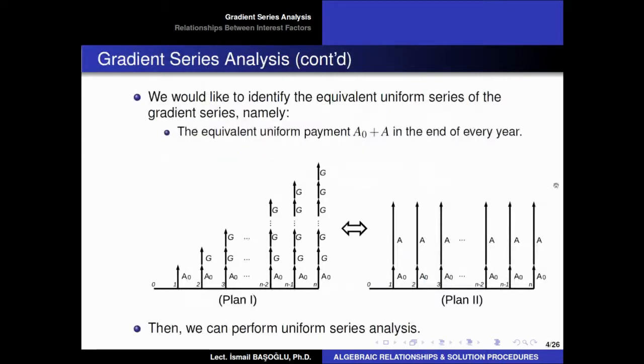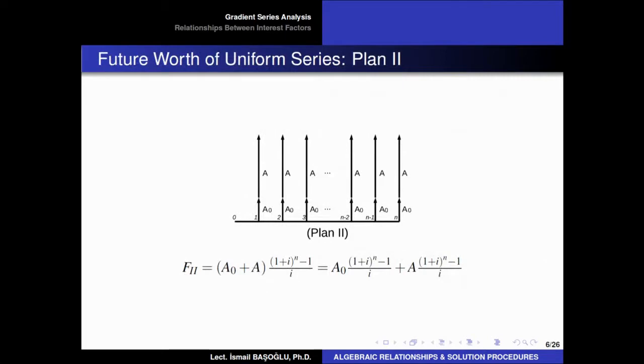Now, I am just going to calculate the future value of the second plan. So remember, this was my second plan, and I am going to calculate the future value of it. And the future value of the second plan is simple. We have basically two uniform series, A0 and A. Simply, we can sum them up. A0 plus A is the payment size at the end of each year. So if we multiply this with the uniform series compound amount factor, then we will have A0 times the uniform series compound amount factor plus A times the uniform series compound amount factor.